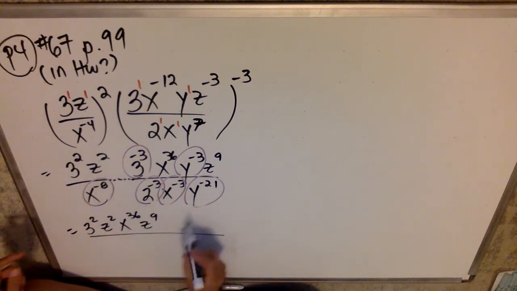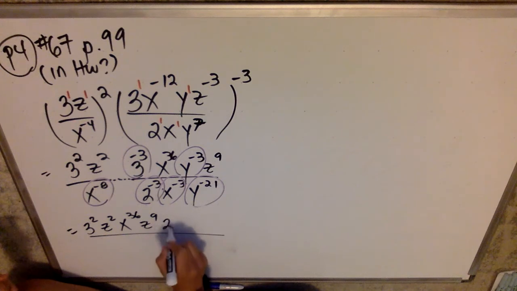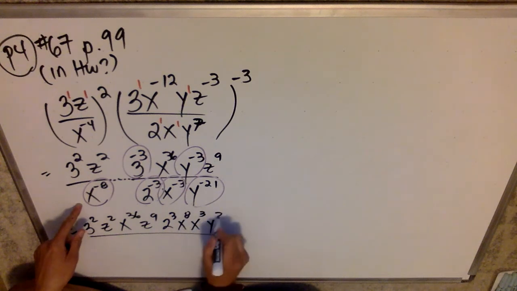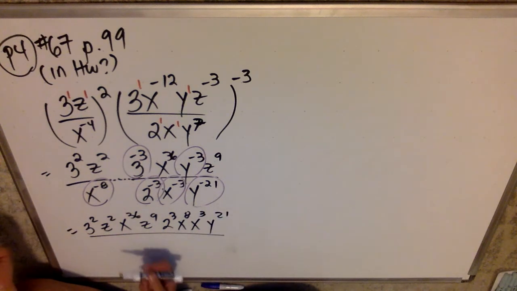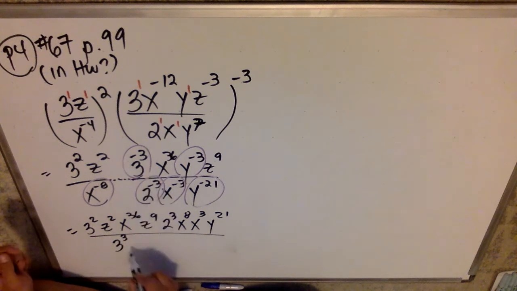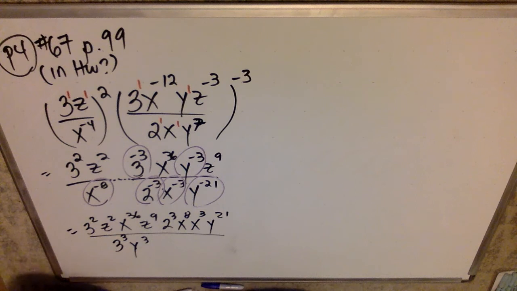Joining those 4 things on top are now the 2 cubed, well, I skipped the x to the 8th, but that's okay. X to the 8th, x to the 3rd, and the y to the 21st. On the bottom, then, are only the 2 things that switched floors, the 3 to the 3rd and the y to the 3rd. Okay, cool.